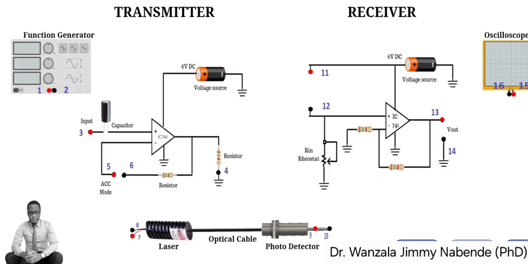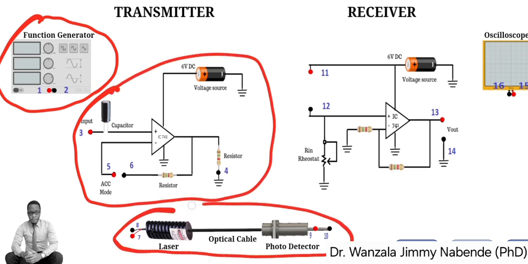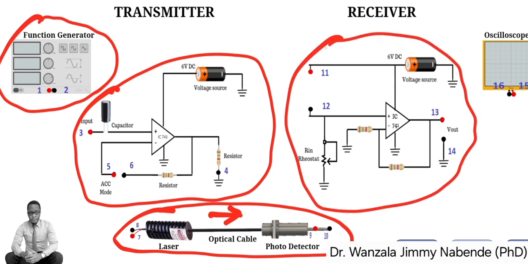In this experiment, we have the function generator that's generating the sine wave. We have the transmitter, which is converting it, and then we shall have the optical cable whereby light pulse is passed through it and a photo is detected, which is then received, and then the signal is sent to the oscilloscope for display.